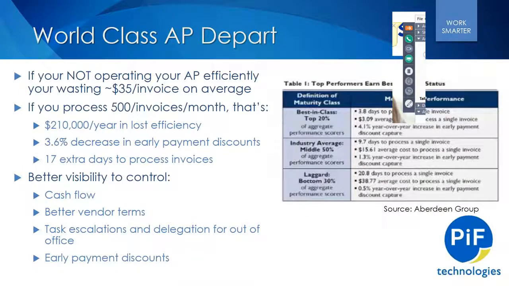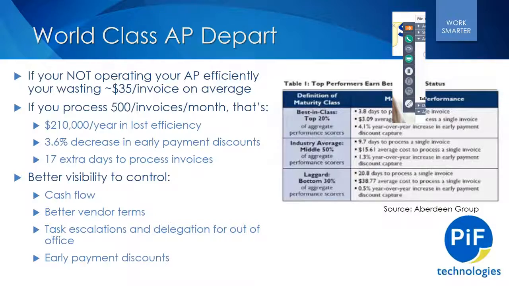And if you do look at world-class AP departments, here's just a kind of an Aberdeen Group snippet here of laggards at the bottom, typical performers in most AP departments. You're looking at $35 waste per invoice on average from a best in class to a laggard. So $38 versus $3. So if you do process 500 invoices a month, that equates to $210,000 in lost efficiency, either related to labor or soft cost productivity savings.